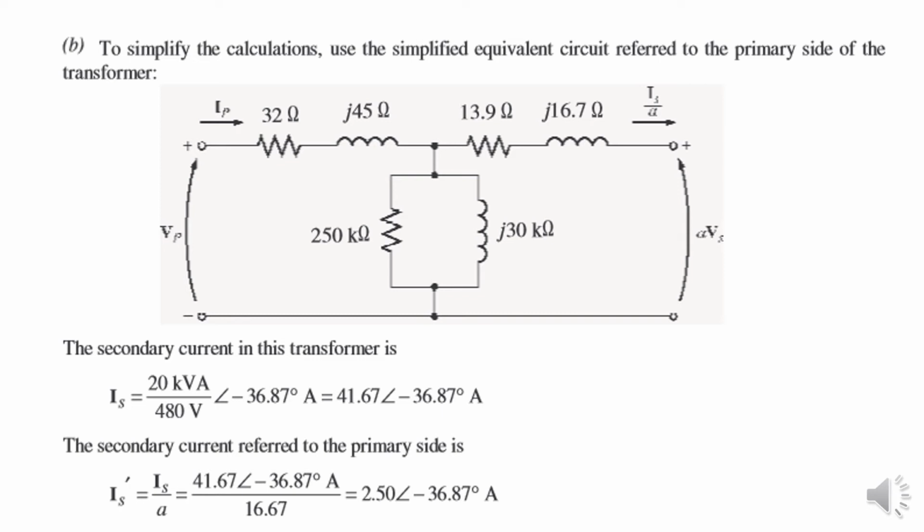Further in the question, you were told that the load is lagging and the power factor is 0.8. Power factor 0.8 means the angle is cos inverse 0.8, which is equal to 36.87, and since it is lagging, it is minus 36.87. Therefore, the angle of the current is minus 36.87, and Is we can find as 41.67 angle minus 36.87. Now we can find Is over A. Is over A is the Is value divided by our turns ratio, which is 16.67. So we get Is dash as 2.5 angle minus 36.87.